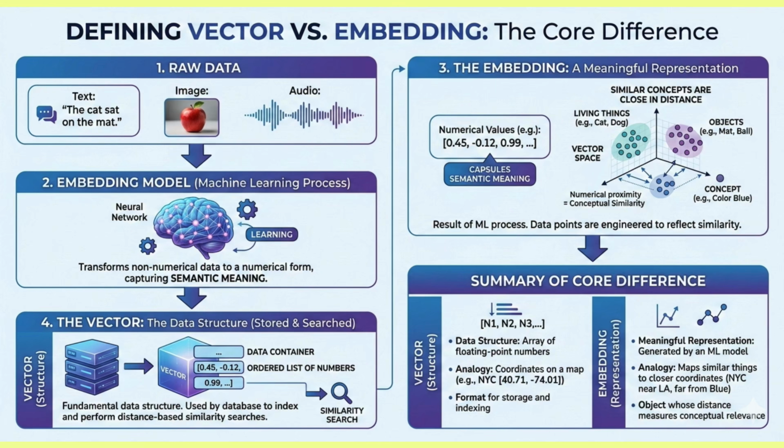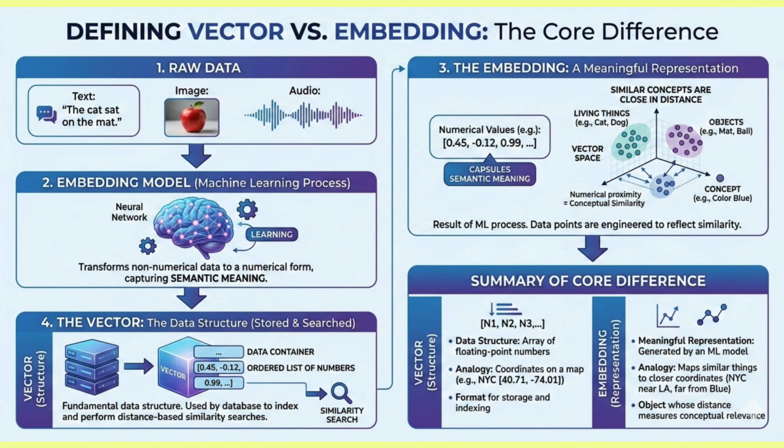So now let's have a look at vectors versus embeddings. The core difference is that a vector is the data structure, or a list of numbers, and an embedding is the meaningful representation created by a model, which happens to be stored as a vector. A vector is simply an ordered list of numbers. In computing and mathematics, a vector is a fundamental data structure, typically represented as an array or list of floating point numbers. It is the container or the format used to store data points in a high-dimensional space.